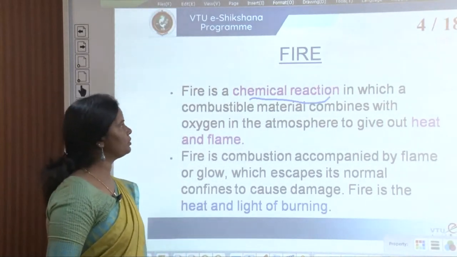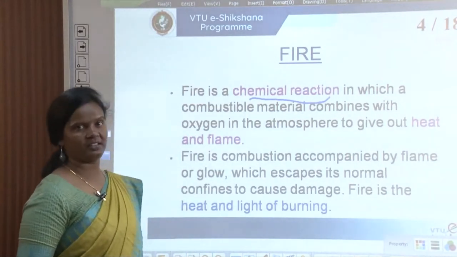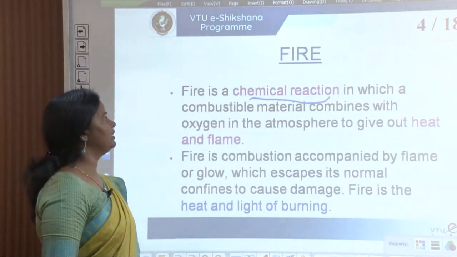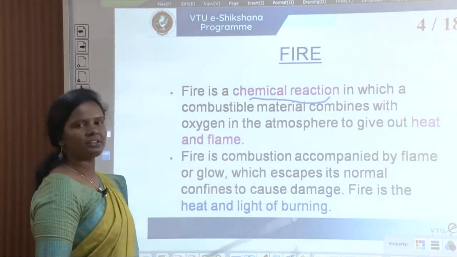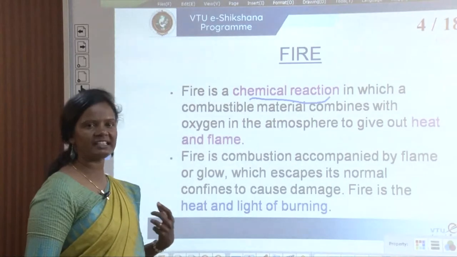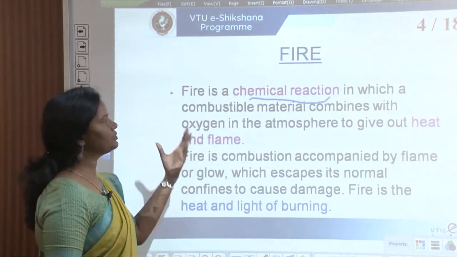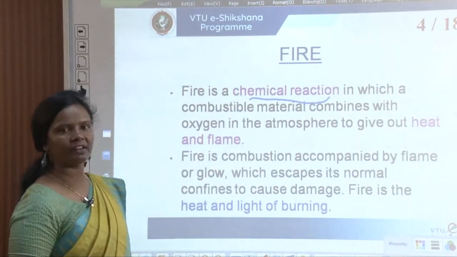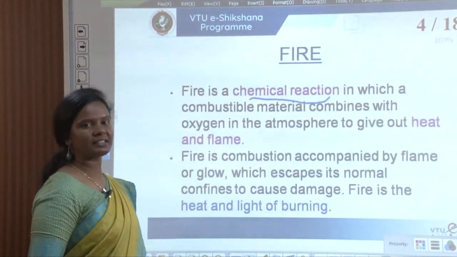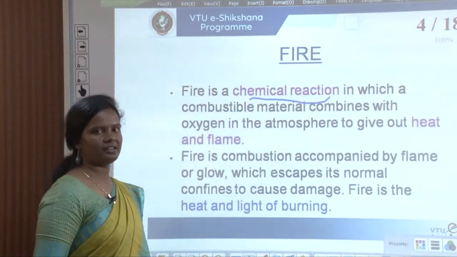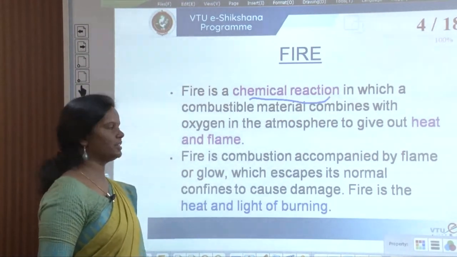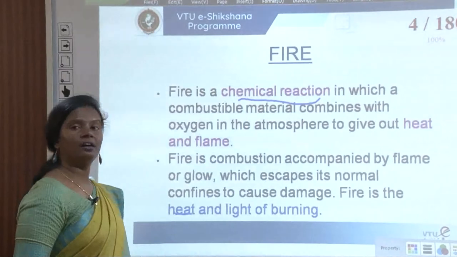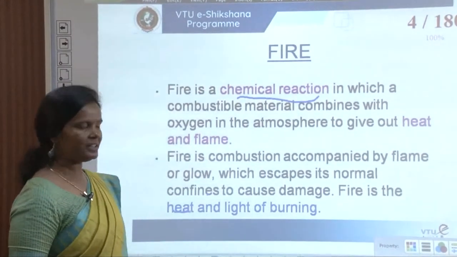So when the fire happens, what happens? Any combustible material is supposed to be there for fire to happen, so in that case, the fuel. After the fire occurs, it combines with the oxygen in the atmosphere, which gives out heat and flame. So that could be one definition of fire. Fire is also a combustion accompanied by flame or glow, which escapes its normal confines to cause damage. Fire is the heat and light of burning. Basically, when we say fire, it is the heat which we have to handle and the smoke coming out from that which is to be handled.